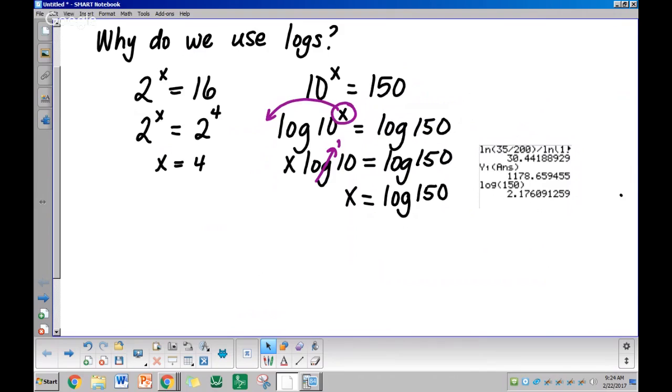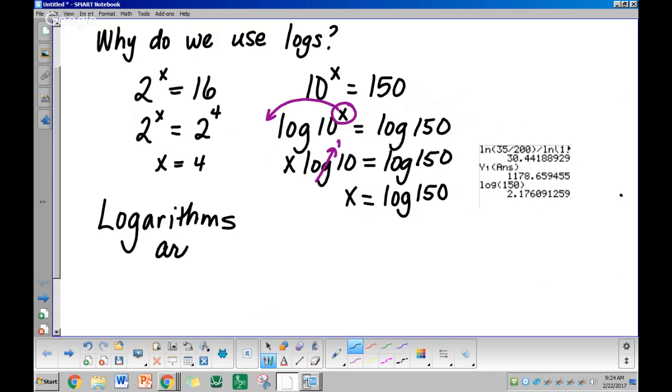So the bottom line is, if you remember this, I can't spell. How do you spell log? I think that's it. Logs are exponents. Okay, they're exponents, and I'll show you why.